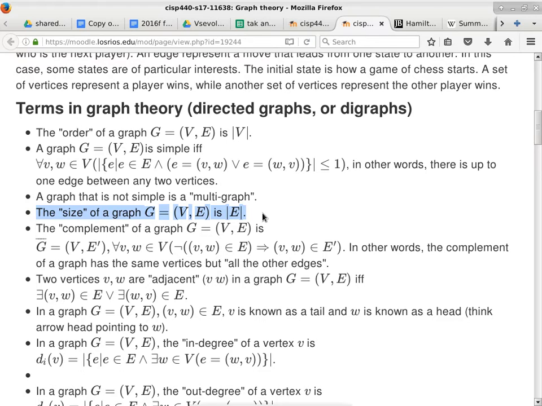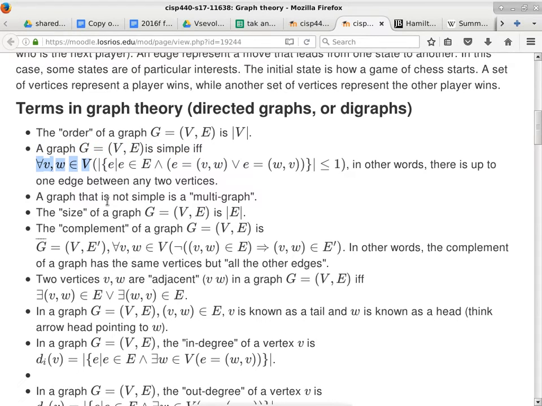Is that okay so far? Okay. So we call a graph simple if and only if this thing is true. So, let's read the English part first. In other words, there's up to one edge between any two vertices. Okay. So then we take a look at this statement and try to find out what it is. Let's start with this part here.